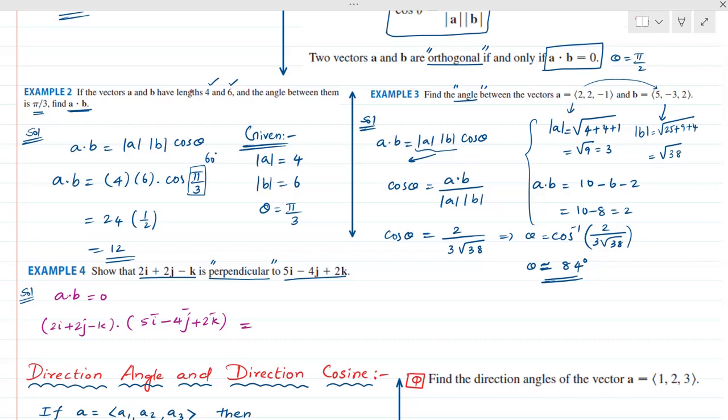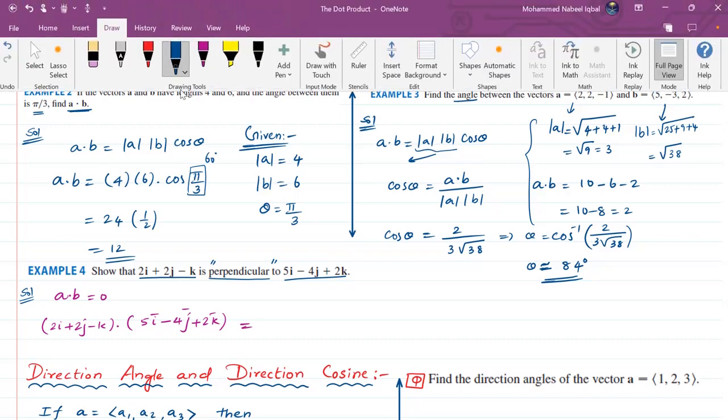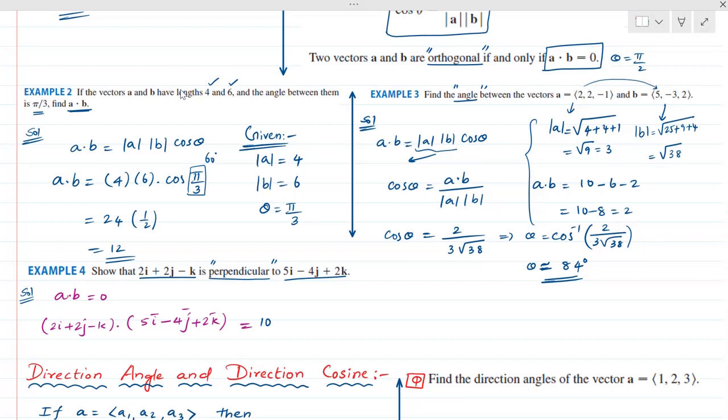Then we multiply. What is the multiplication here? 2 times 5 is equal to 10, plus 2 into minus 4, which is minus 8, plus minus 1 into 2, which is minus 2. So 10 minus 8 minus 2, which is 10 minus 10, equal to 0. Therefore A is perpendicular to B, or we can say A is orthogonal to B. A and B are orthogonal to each other. So this is perpendicular.